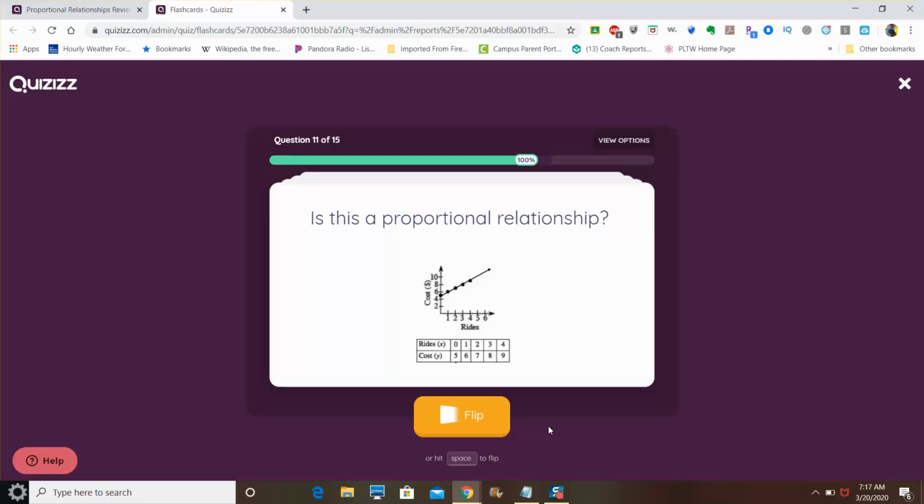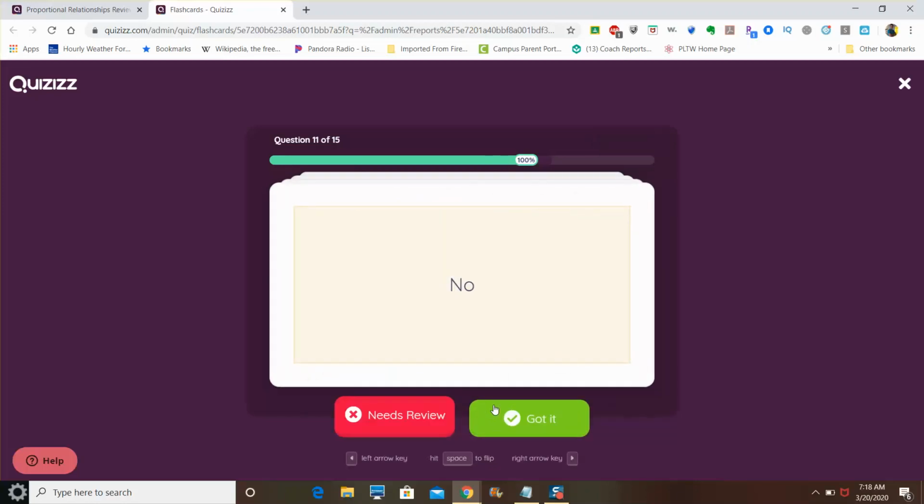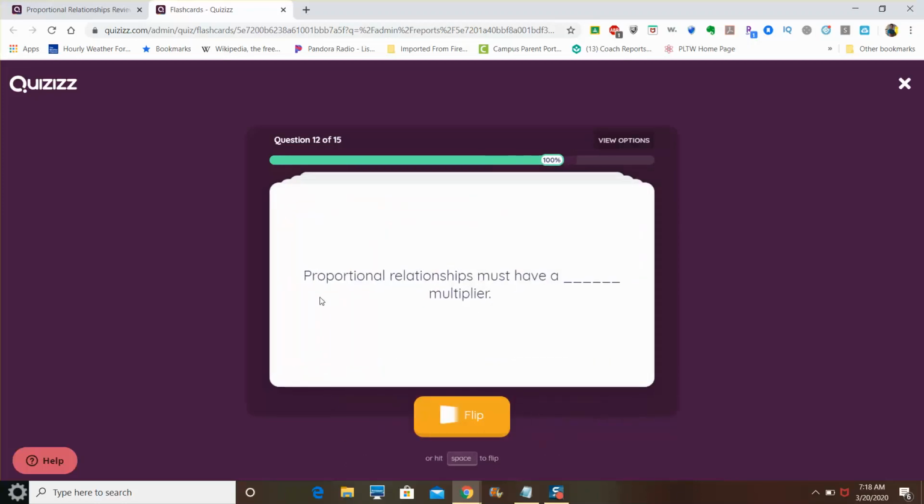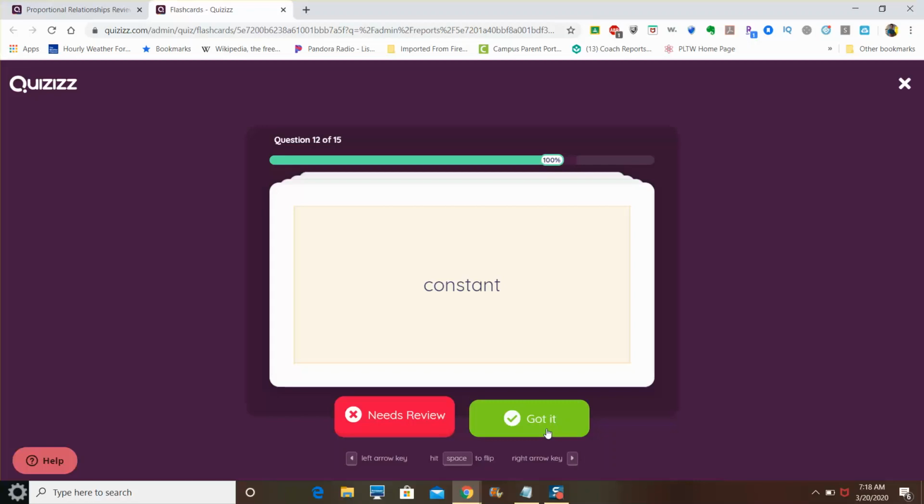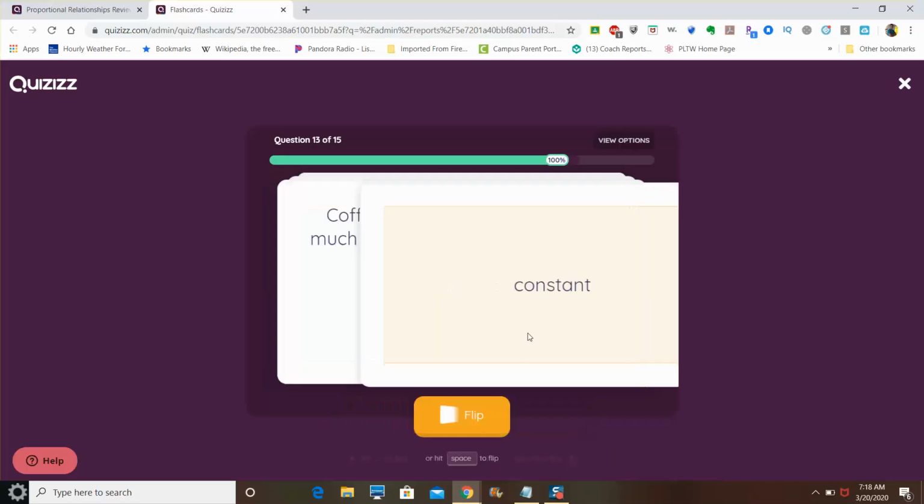Next question, is this a proportional relationship? We can use the same criteria we just talked about earlier. Is the graph a straight line, and does it cross the 0, 0 point? Here's your 0, 0 point. This line does not intersect there. At x equals 0, y is 5, so that's clearly not a proportional relationship based on that information. Proportional relationships must have a blank multiplier. There's 4 answer choices for you. One of those should be constant, and that is the correct answer. Proportional relationships need to have a constant of proportionality.